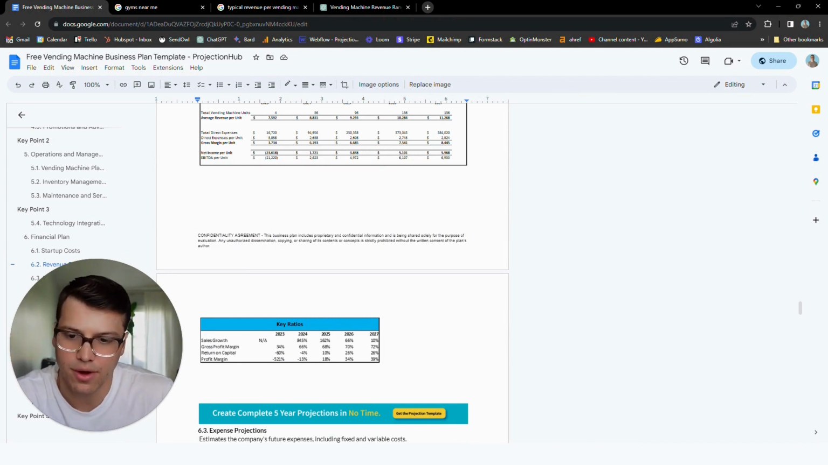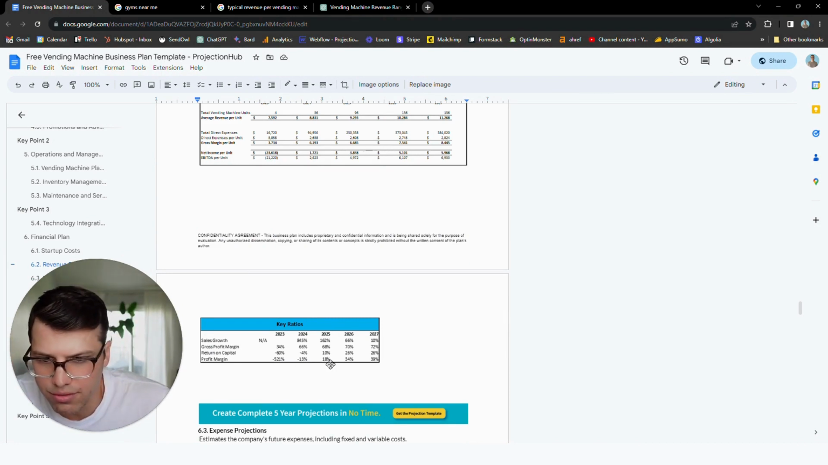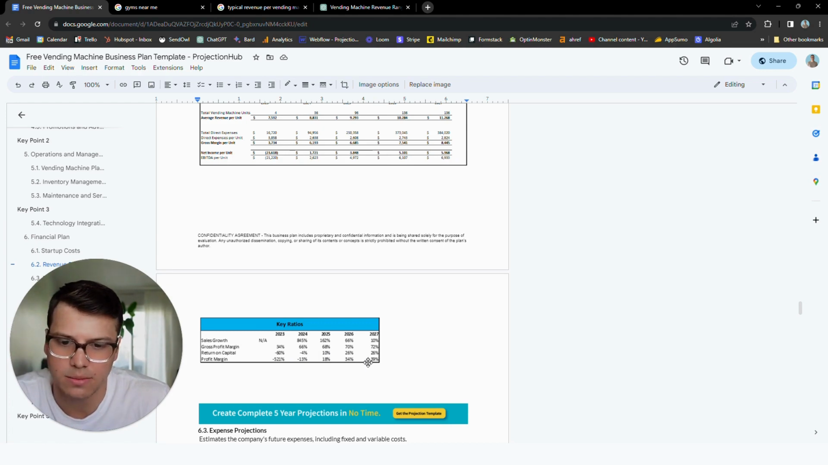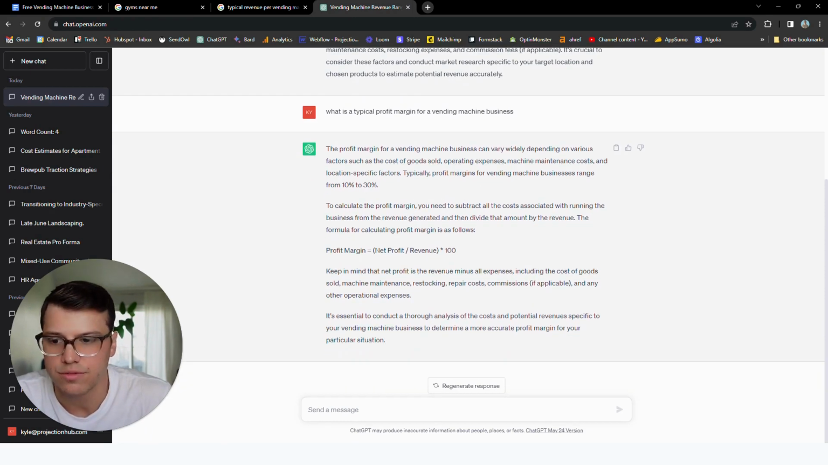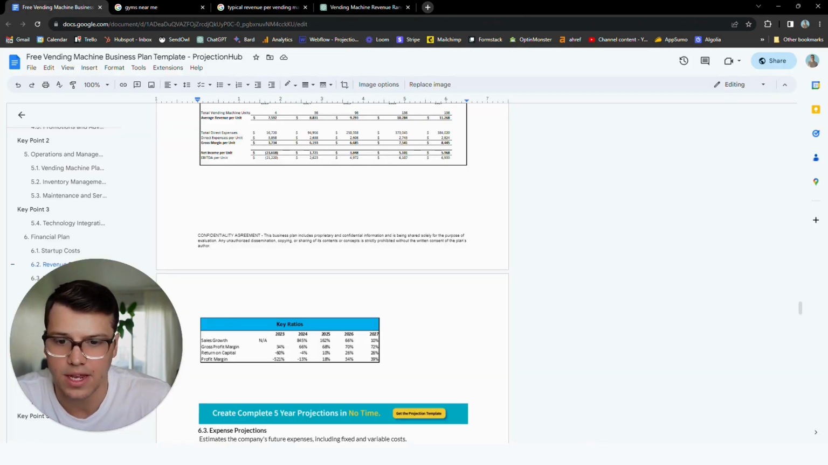It kind of compounds in its growth. And so we're saying by year 2, year 3, we're going to have that break-even moment, 18%, and then our profit starts to grow pretty steadily. And so let's see if that lines up with typical profit margin ranges from 10 to 30%. And that's kind of where we get 18 up to 30%, 34%, so maybe a little high.